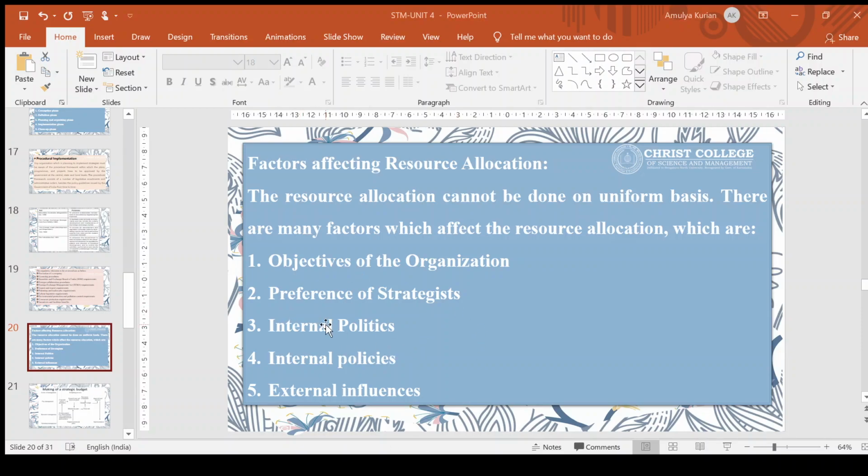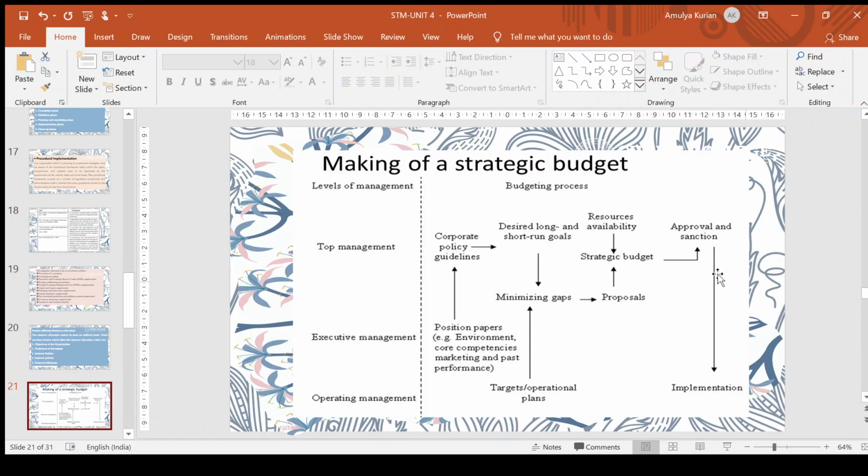Now, let's see what is strategic budget and how it is allocated. Why is it so difficult to come up with resource allocation? First thing is the resources are scarce. Second one is there will be internal restrictions. Then there will be competitors who are playing within and outside. So these things make it very difficult.